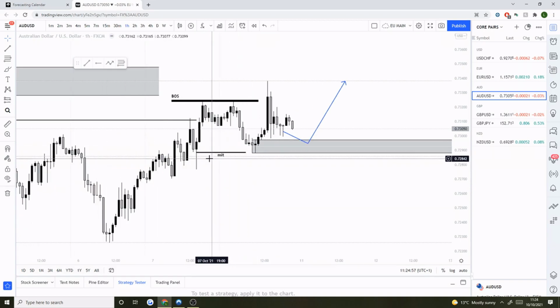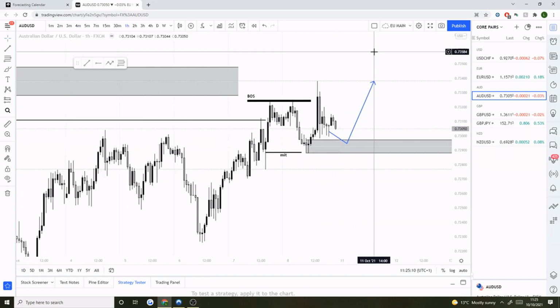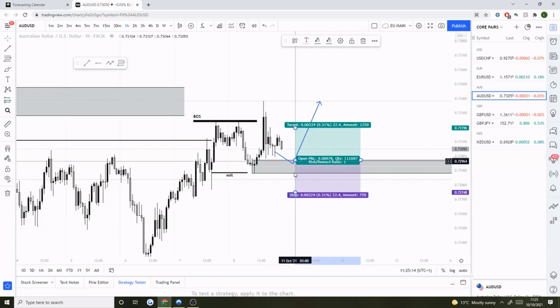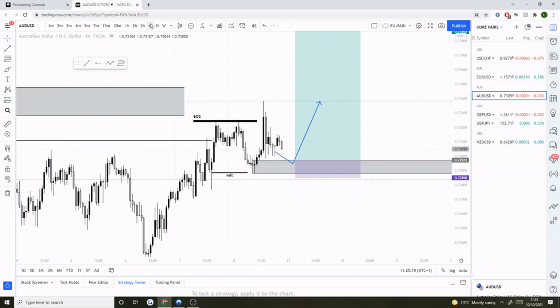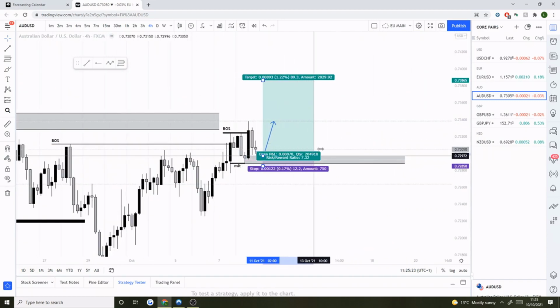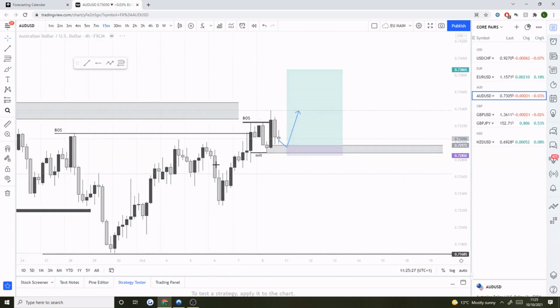So we can see that this area here broke structure, so there's an order block there. Price came down to mitigate that order block before breaking structure. So in line with continuing the mitigation plays going upwards, I'd expect to buy out of here. So that's my expectation really on AU, sorry. I'm not really too interested in anything else.